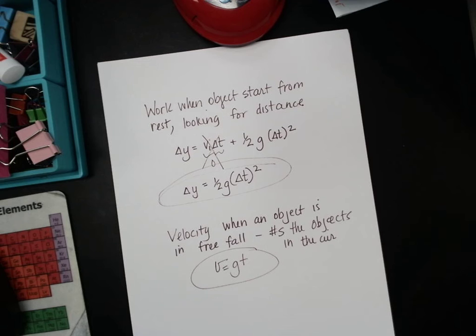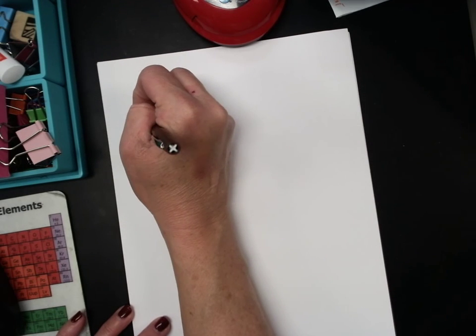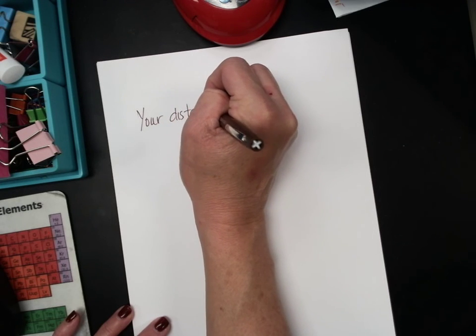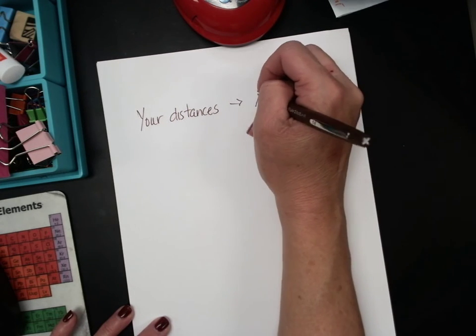And then I want to talk to you a little bit about your lab. On your lab at this point, I'll work a problem or two with you. On your lab at this point, you should have all of your distances, and you were already supposed to have those averaged.